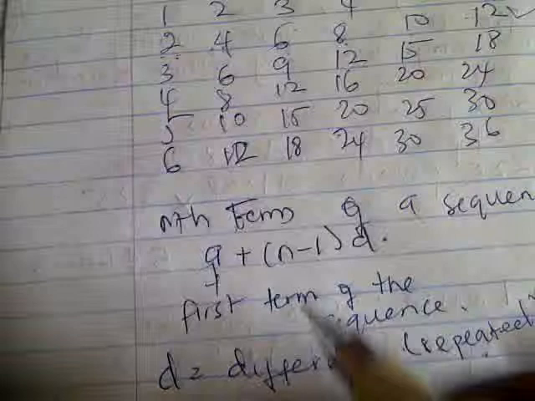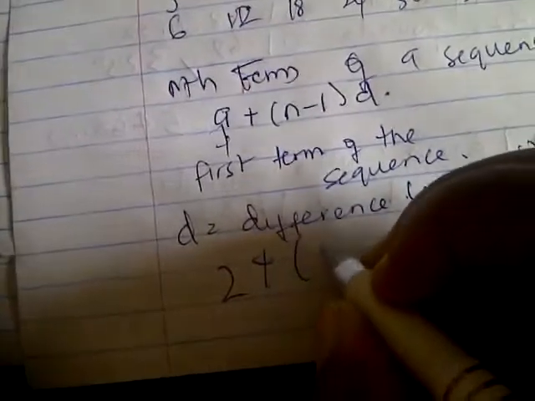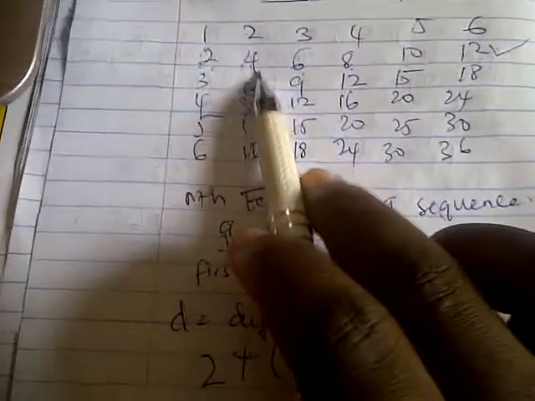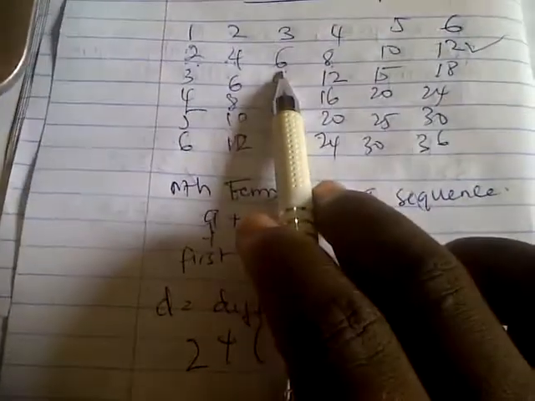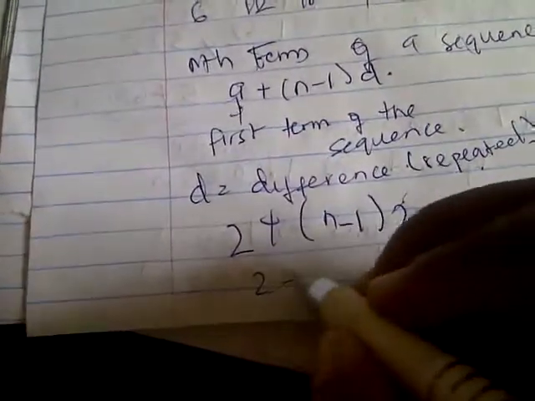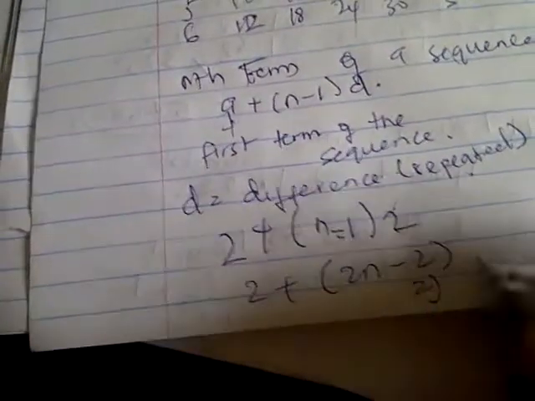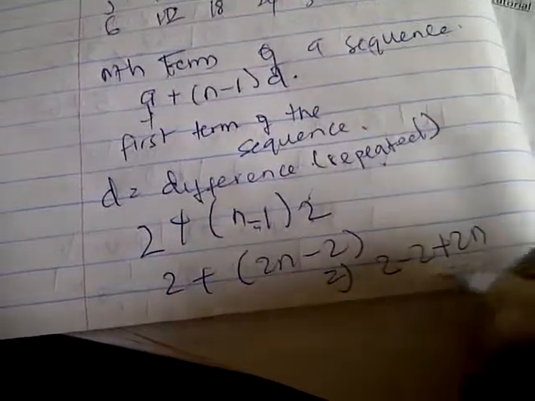Now to find the nth term of this sequence, the first term of the sequence is 2, so you'd have 2 plus, now you bring down the n minus 1, and then the d is 4 minus 2, 6 minus 4, 8 minus 6, and things like that. 8 minus 6 is 2, 6 minus 4 is 2, 4 minus 2 is 2, so the repeated difference is 2. So you have 2 plus, this times this is 2n minus 2, okay? It's going to be 2 minus 2 plus 2n, and that is going to be 2n. So the nth term of this particular sequence is 2n, okay?